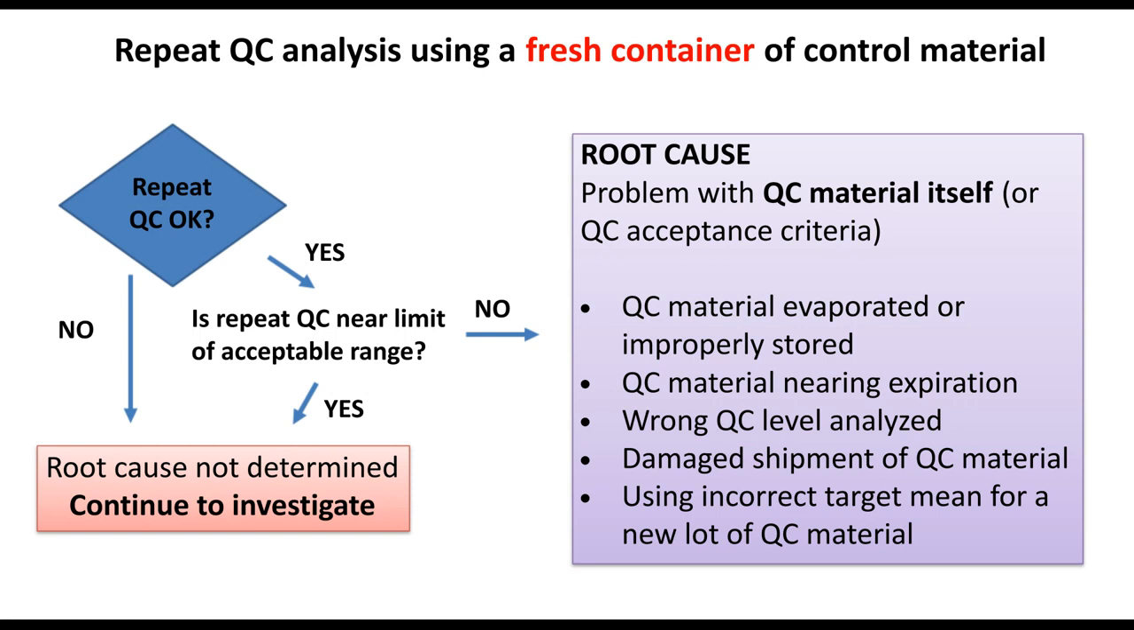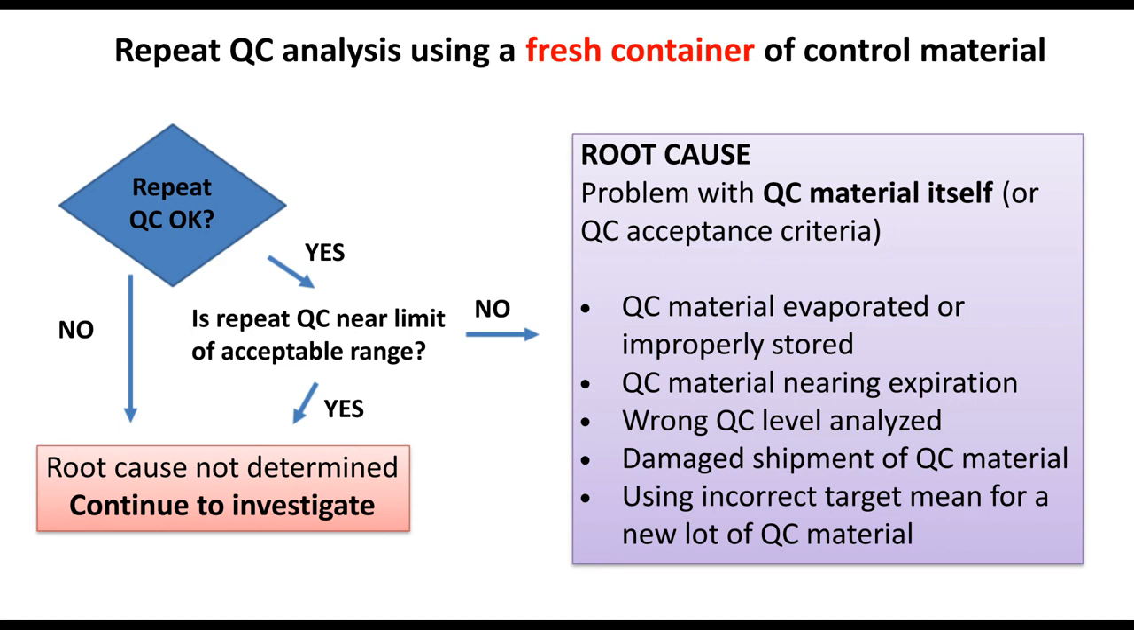Some common problems with QC materials include the QC material has evaporated or was improperly stored. The QC material is nearing its expiration and is now unstable. The wrong level of QC was analyzed. You can also have QC that's damaged during shipment, or using an incorrect target mean for a new lot of QC material. So some things you'd want to do are check the QC vial liquid level, check the QC open vial stability, check the expiration date, check if it's a new shipment of the same lot of QC, and also check to see if you're using a correct target mean for a new lot of QC material.